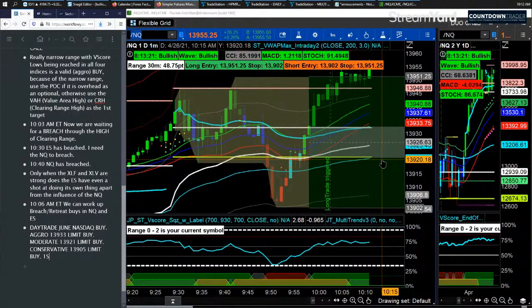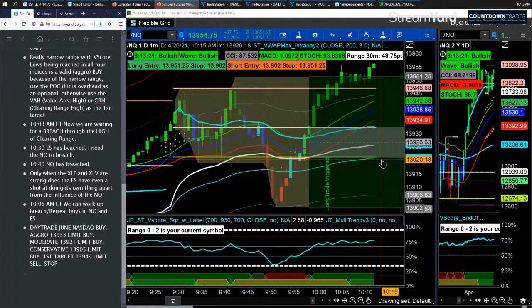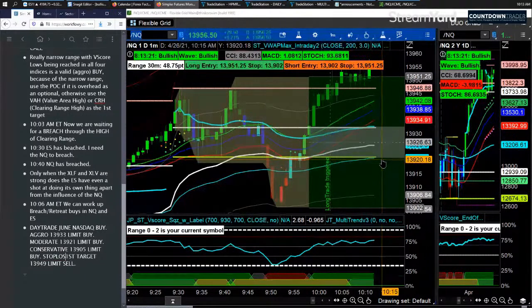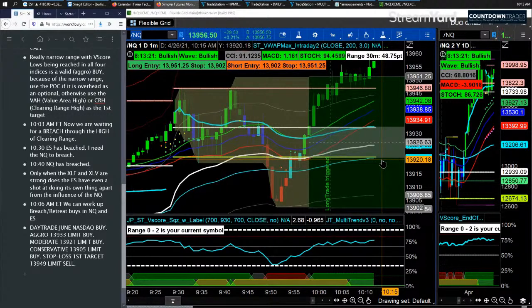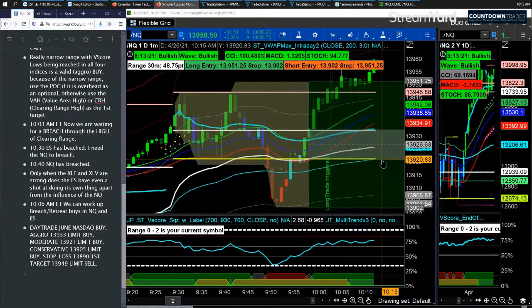All right, my first target for this particular setup, me just tracking back up to 13,949. My stop for this particular setup is going to be below the major psychological level. So my stop loss, sell, is going to be about 13,890, 895, that area. That could be a sell stop.